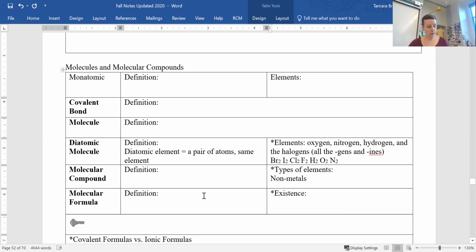Molecular formula, the existence. I just want to talk about this for a minute because in chapter 7, we talked about ionic compounds and how if you have an ionic formula like NaCl, it doesn't actually exist as one sodium ion with one chloride ion bonded in nature. They exist in crystals that have billions and billions of ions in a 1-to-1 ratio, but it doesn't exist as a single little unit. But molecular formulas do. These do exist as individual units.